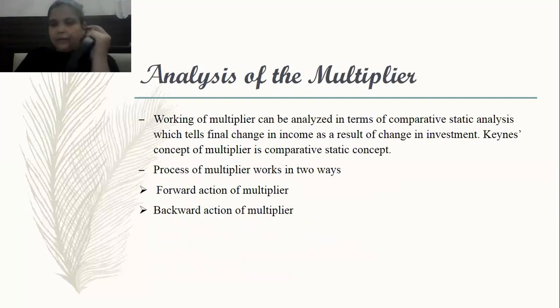Analysis of the multiplier. The working of multiplier can be analyzed in terms of comparative static analysis and also in terms of dynamic analysis. But in your syllabus, we need to cover only comparative static analysis, that is also called Keynesian multiplier, which tells us the final change in income as a result of change in investment. Keynes' concept of multiplier is comparative static analysis.